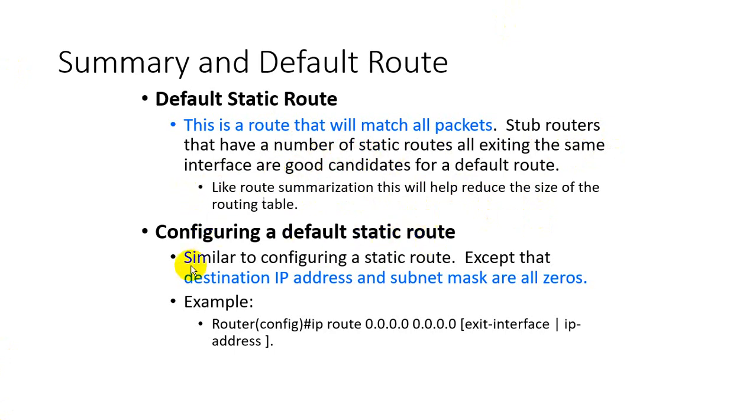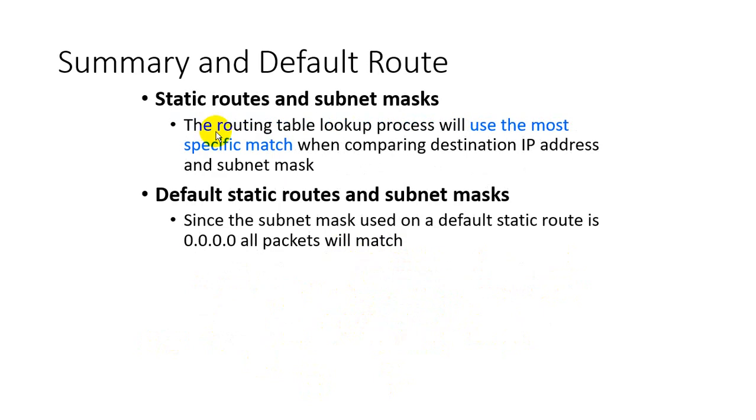Configuring the default static route is similar to configuring a static route, except that the destination IP address and subnet mask are all zeros. Here we have the destination subnet, the subnet mask, the exit interface or the IP address. Static routes and subnet masks.